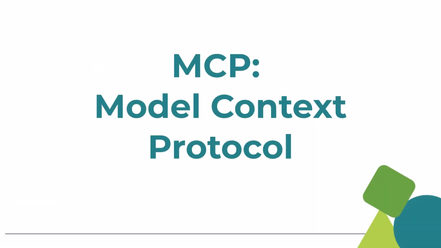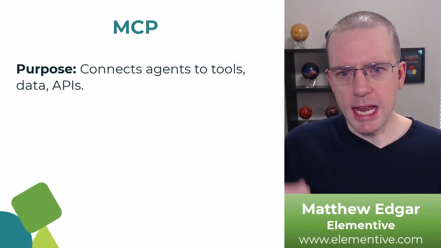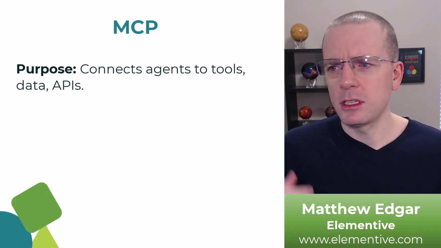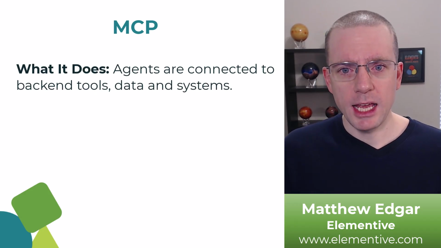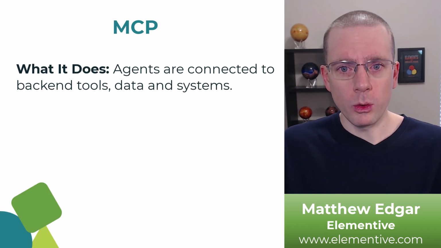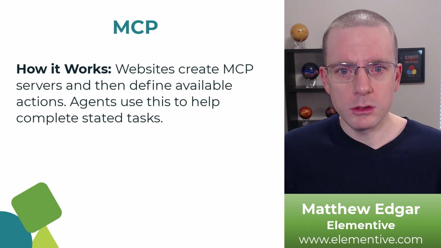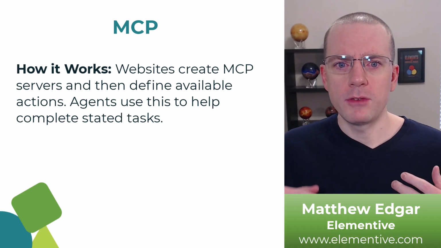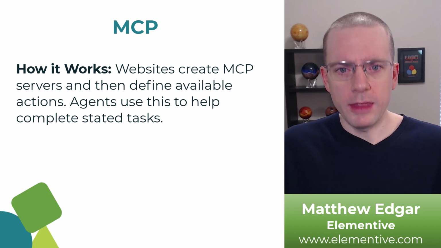Next protocol we have is Model Context Protocol, or MCP. The purpose of MCP is it connects AI agents to external tools, to external data, to APIs. So MCP is going to connect an agent to a tool or data or an API that you have. So website owners can set up an MCP server, and that MCP server is going to define what data and what actions are available on that website.